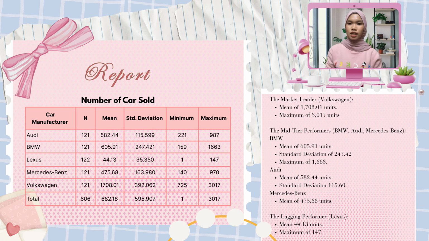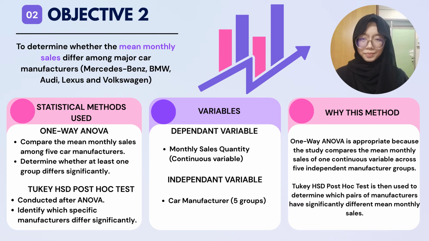Mercedes-Benz trails slightly behind them with a mean of 475.168 units. Lastly, the lagging performer, which is Lexus, performs significantly lower than all other brands in this dataset. It has an average of just 44.13 units sold, and even its absolute best performance, which is maximum of 147, does not reach the minimum sales floor of any other brand.